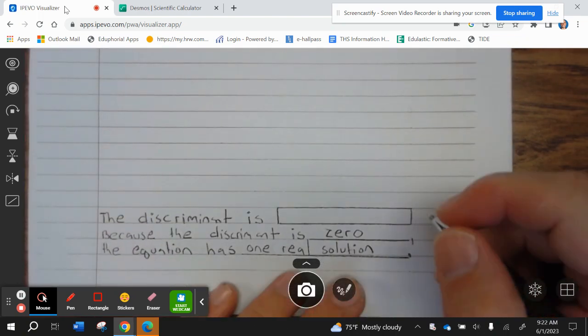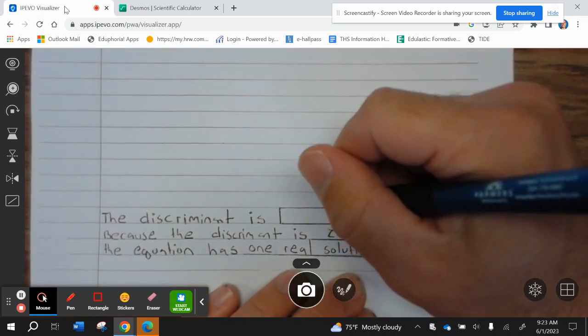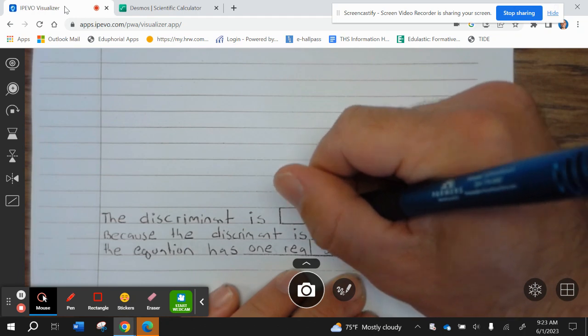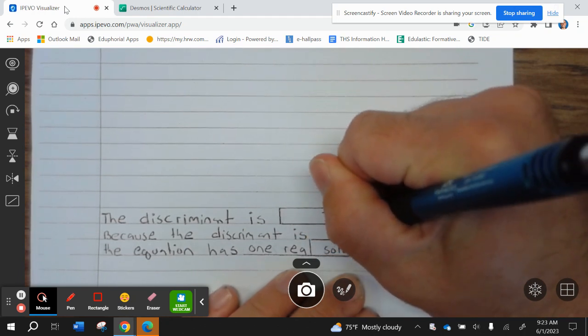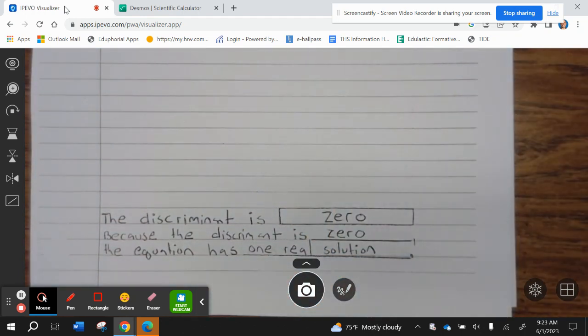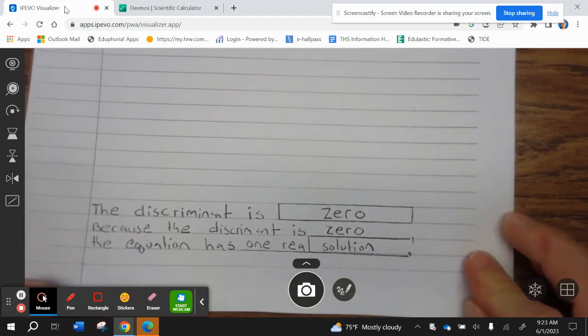The discriminant is 0, because the discriminant is 0. The equation has one real solution. All right, go and finish up example 6.